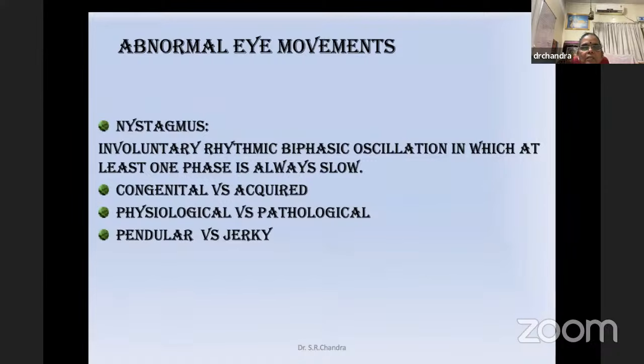Now let us see what a nystagmus is. It's an involuntary rhythmic biphasic oscillation in which at least one phase is always slow. So nystagmus should have a slow component and a fast component. It can be congenital or acquired. It can be physiological or pathological. It can be pendular or jerky.